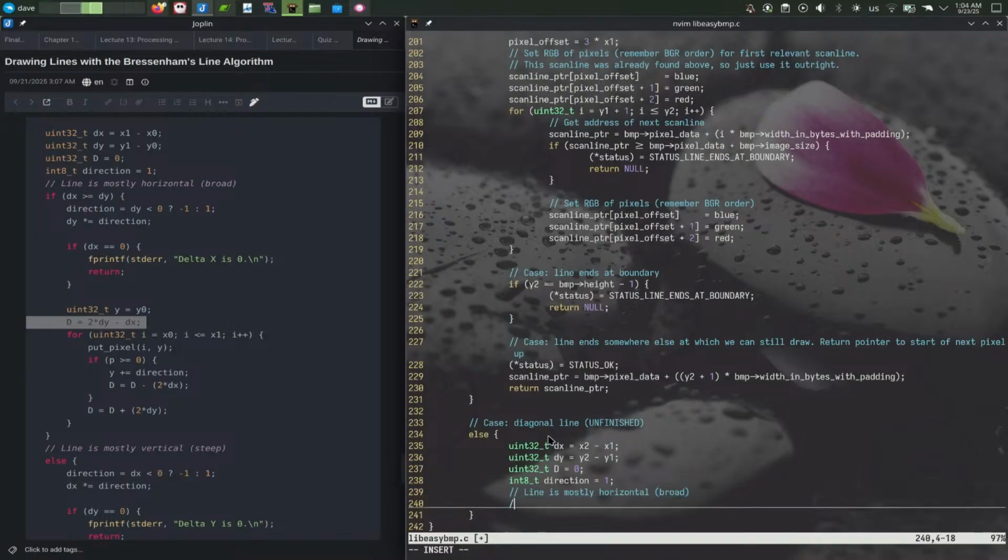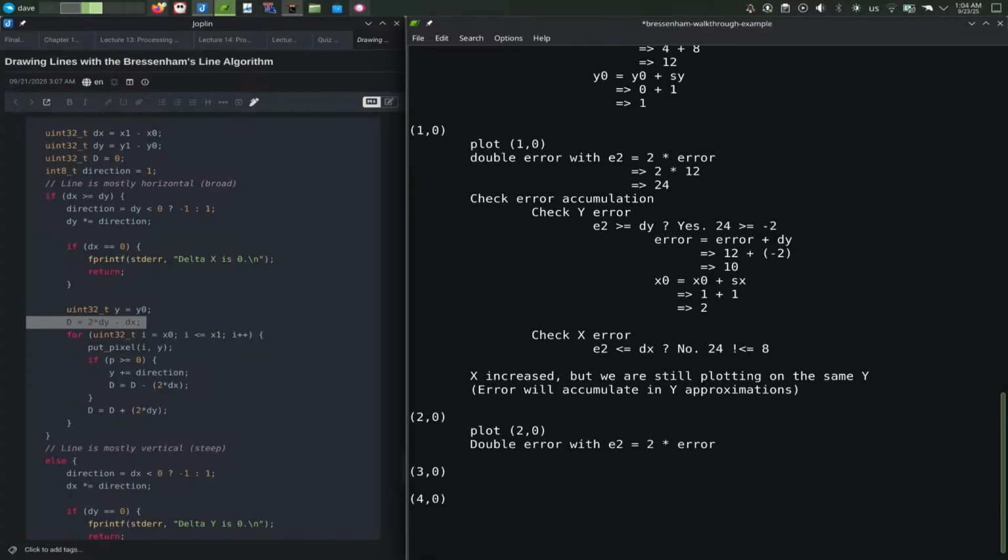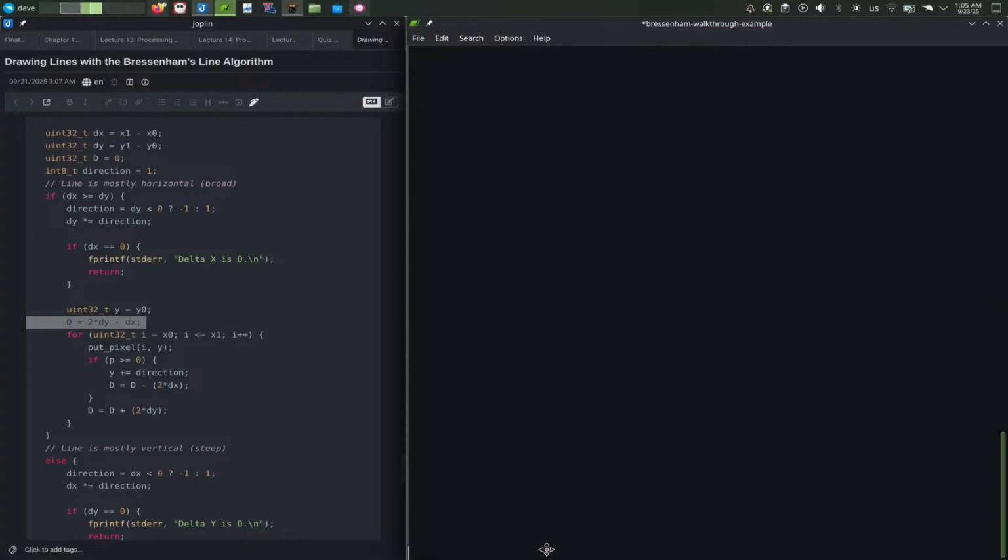Alright, so this is what I was talking about with a line that goes more across, right? So, for example, if your line looked a little bit more like this, I guess.